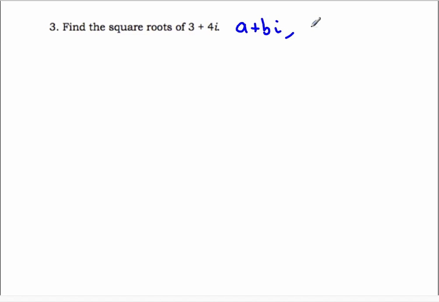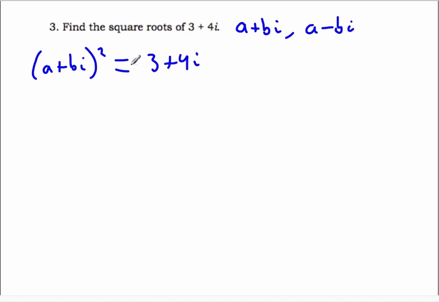If that's a root, we know that this also has to be a root. So we can get two of these square roots now. Let's figure them out by doing this. We can take a plus bi and square it, and that has to be equal to 3 plus 4i. So if we simplify this, we'll get a squared plus 2abi, and b squared i squared is going to give you a minus b squared equals 3 plus 4i.